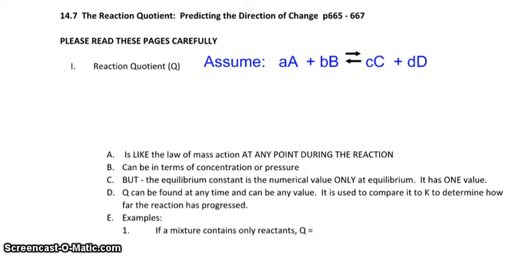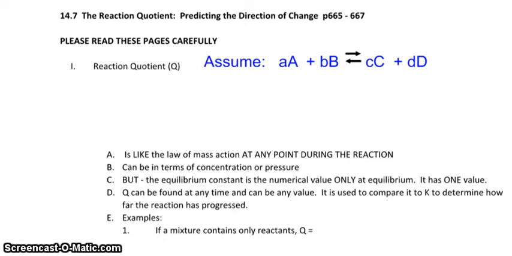Today we're doing section 14.7, the reaction quotient, which is predicting the direction of change. Hopefully you have done the chem activity in class today, that group work, where you were discussing what Q was and how things were affected if you added more products or added more reactants to the equation. How did that equilibrium system shift? And that's what this section is all about. So let's begin. What is the reaction quotient?